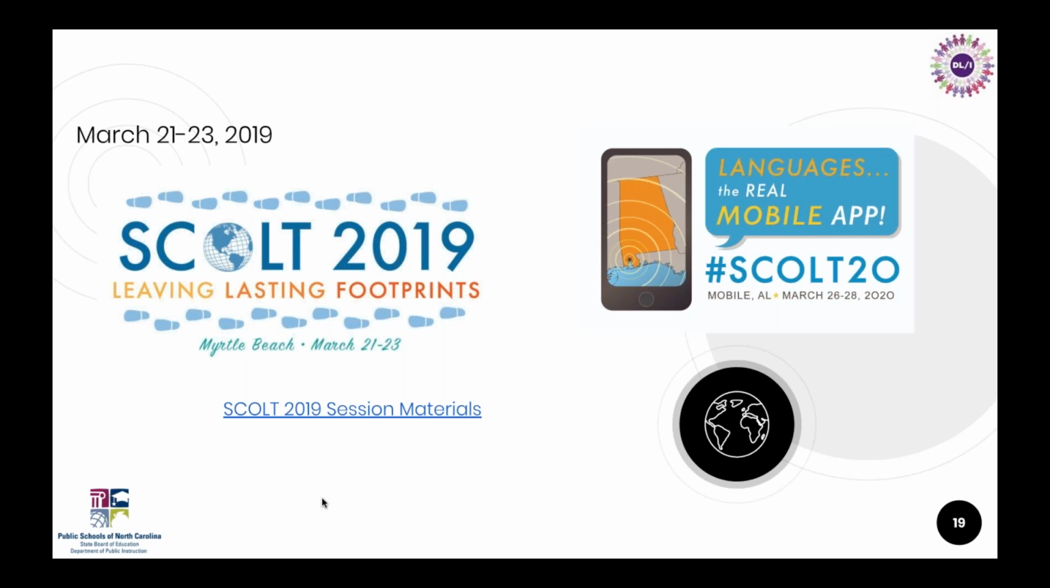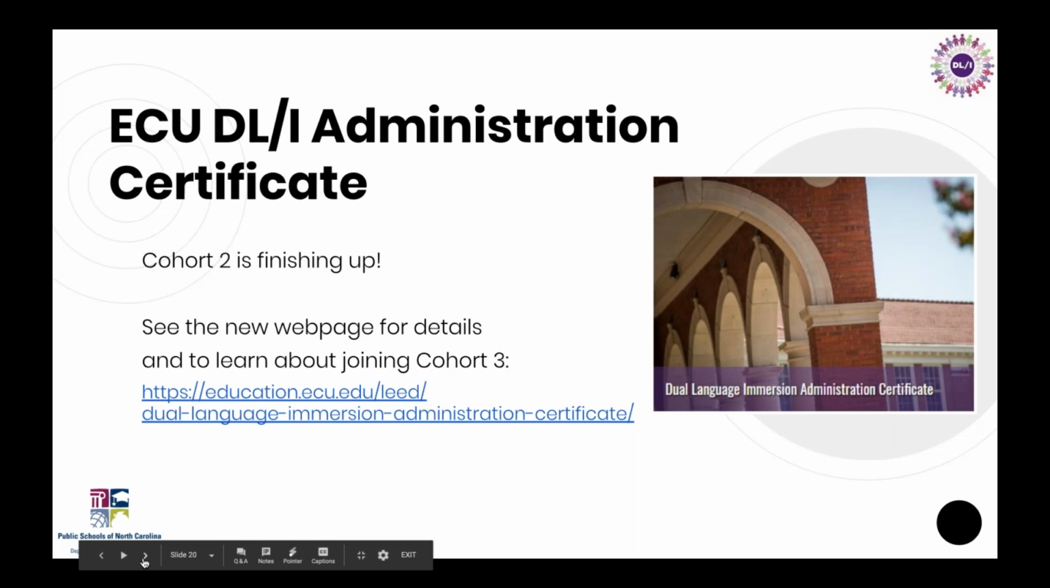The SCOLT 2020 conference will be in Mobile, Alabama, because SCOLT encompasses over a dozen states in the Southeast, and so it moves around a bit. It will be again at the end of March, 26th to the 28th, next fall. Oh, sorry, next spring. My apologies.